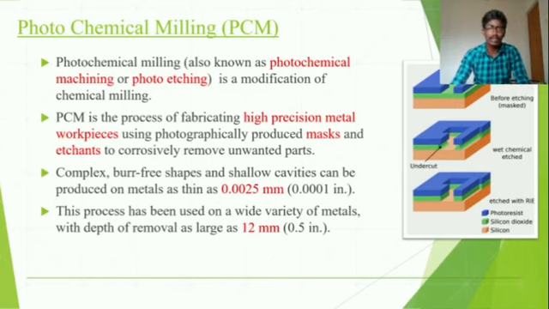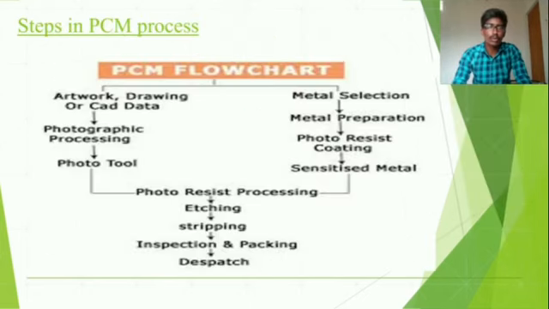In the PCM process, metals with thickness less than 0.0025 mm can be machined. With this process, we are able to produce very fine and shallow cavity products. In the PCM process, material can be removed up to a depth of 12 mm. We are going to see what the steps in the PCM process are.